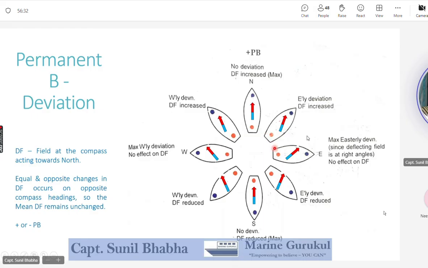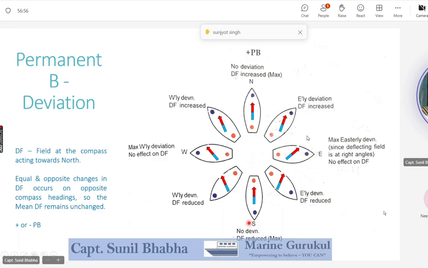When the ship goes on easterly heading, the red and blue poles of the ship are neither north of the compass nor south of the compass. They are exactly east-west of the compass. Being east-west of the compass, they do not have any effect on the directive force. So the directive force is unchanged at this particular location.